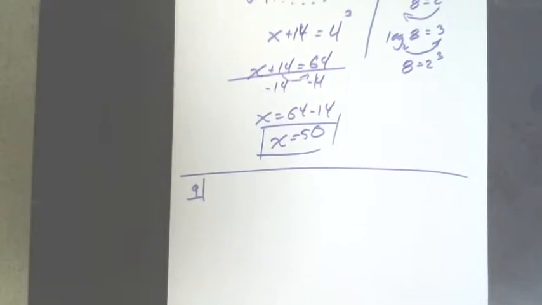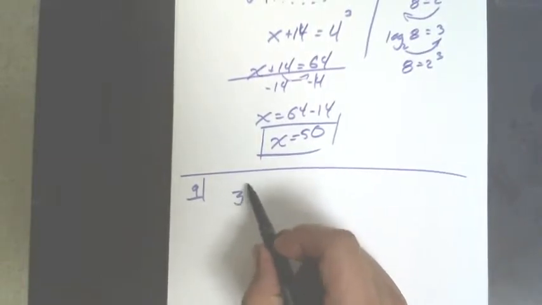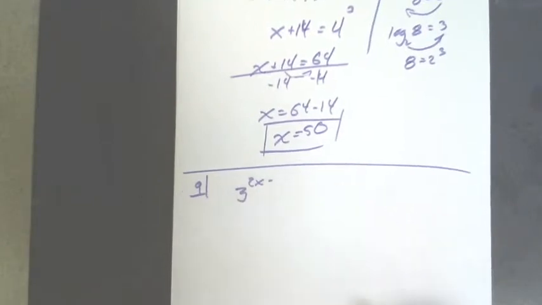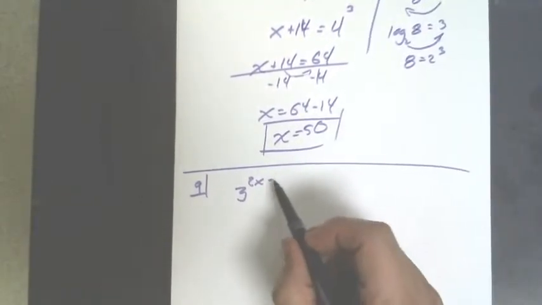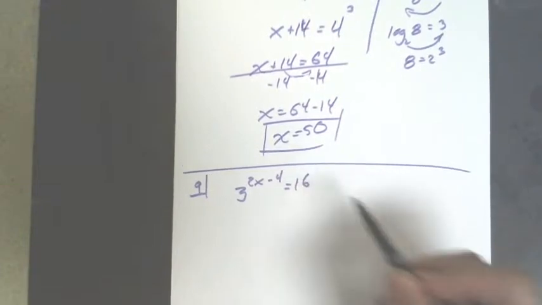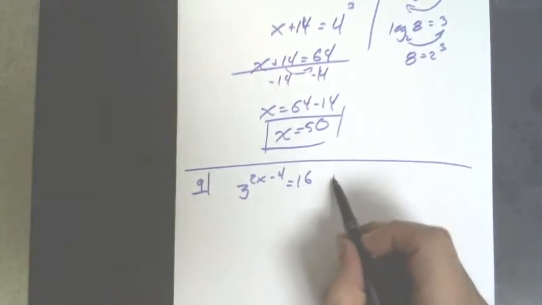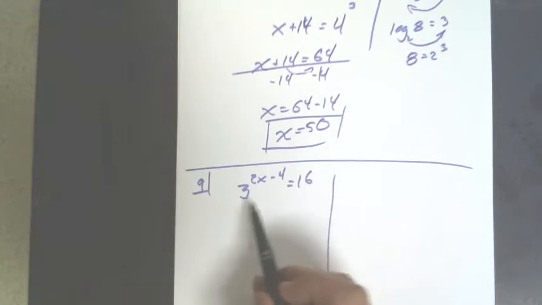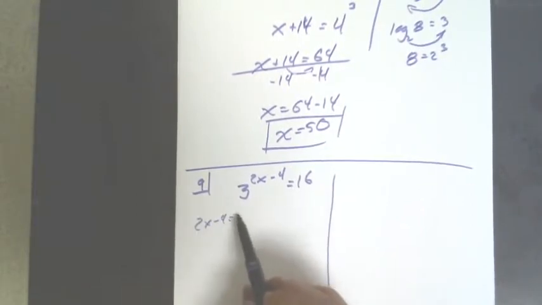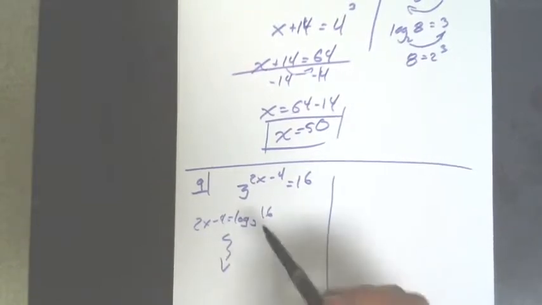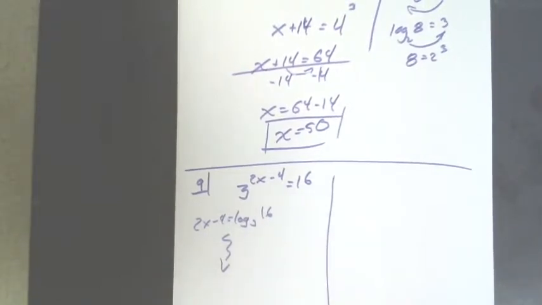Okay, number 9. Again, solve. We've got 3 to the 2x minus 4 equals 16. So, not to be a broken record, but again, you could solve this in a couple of different ways. One, you could move the 3 over and have this as 2x minus 4 equals log base 3 of 16 and solve from there. But then you'll end up having to use the change of base formula to get a nice solution. So I wouldn't tend to recommend that.